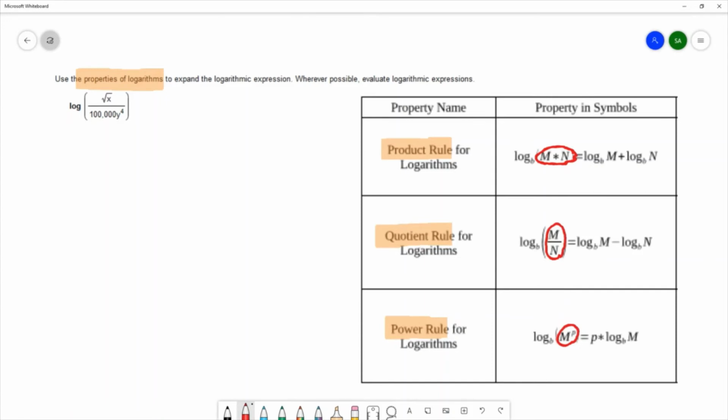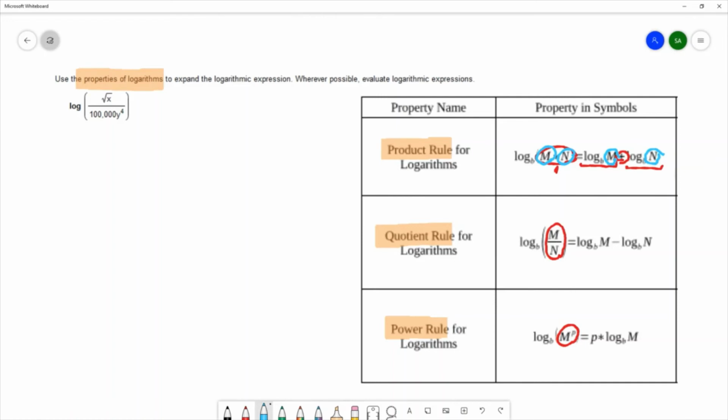And when you have a product inside of the log like you have here, what you can do is expand it into multiple logarithms that you then add together. Now what goes in each one of those logarithms are the factors. So you can see this is a factor of m, and m is inside of this log. We have a factor of n, and n is inside the second log here. So we can expand this logarithm using this product rule for logarithms.